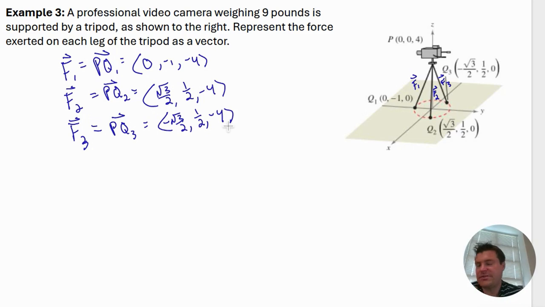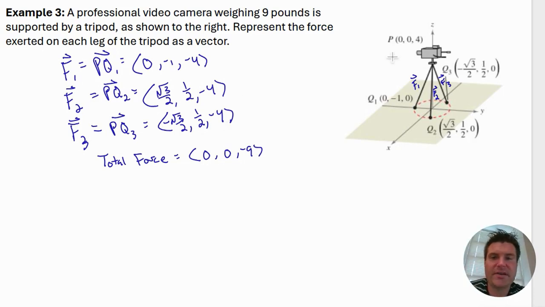So what we're going to do here is we know that the total force is going to be 0, 0, negative 9. Because this camera is weighing 9 pounds. If you know how gravity works, it just goes in the downward direction. So we're just going to go downward right there. And again, that's just how everything is placed on our XYZ axis right here.